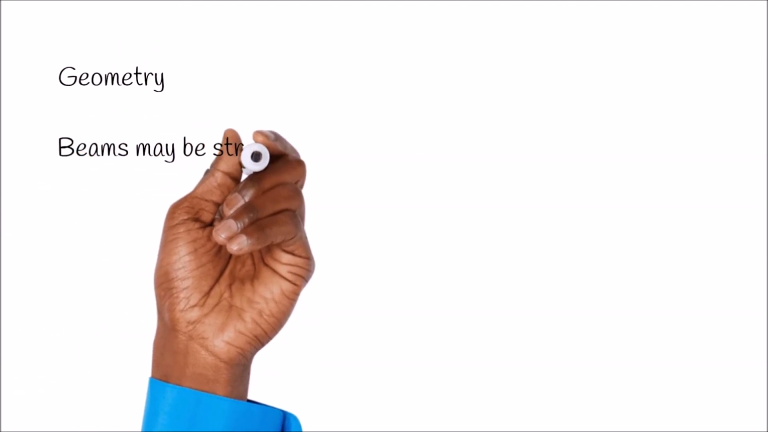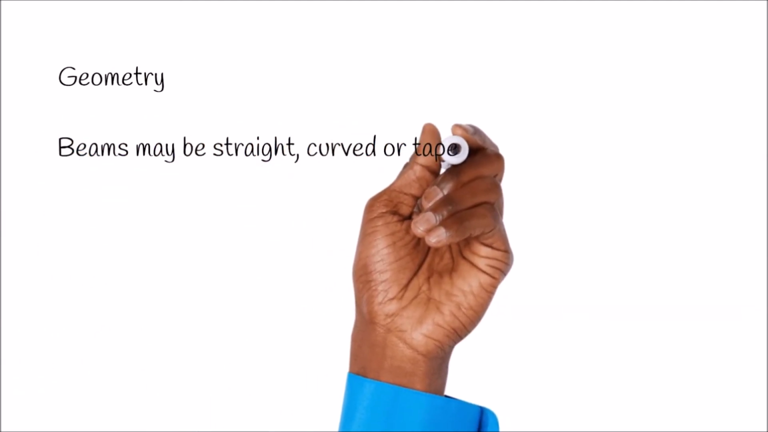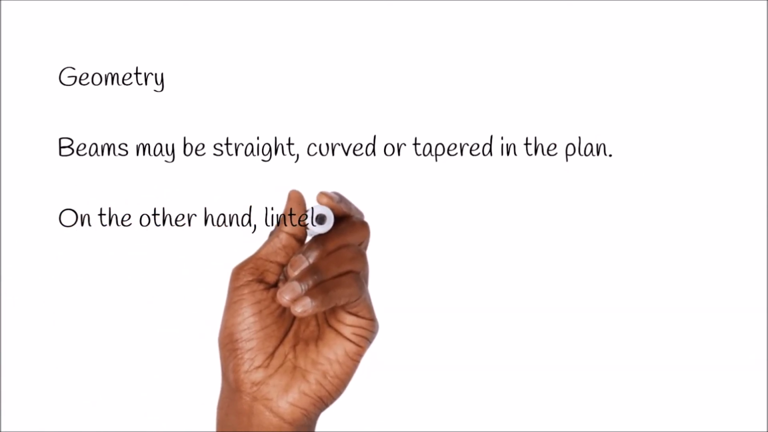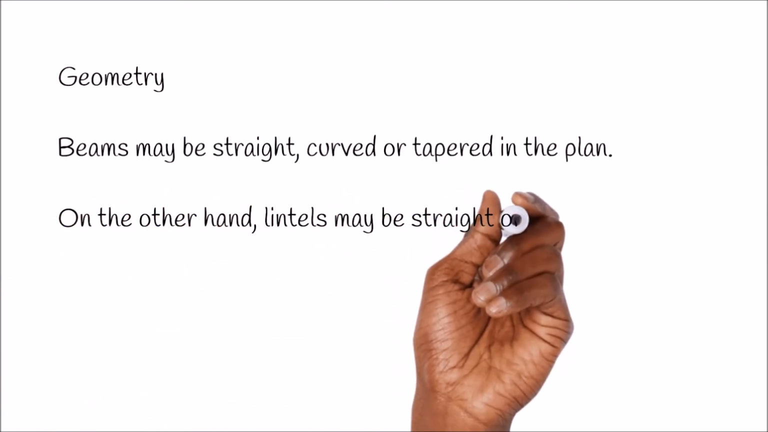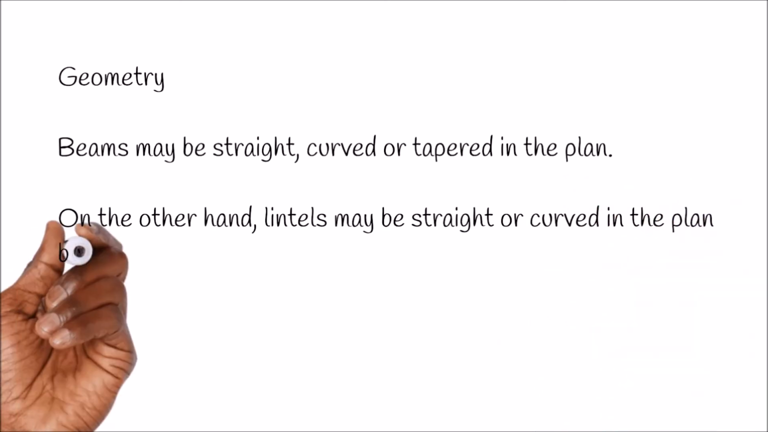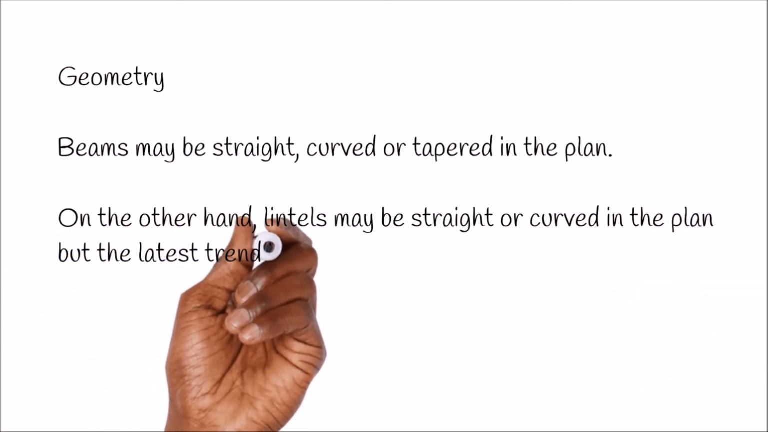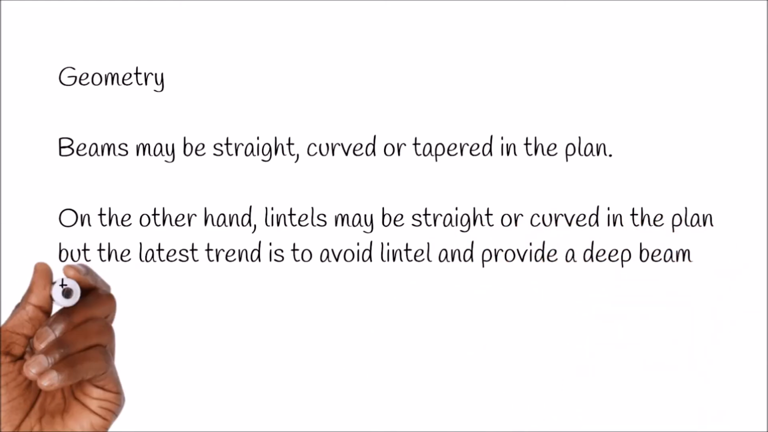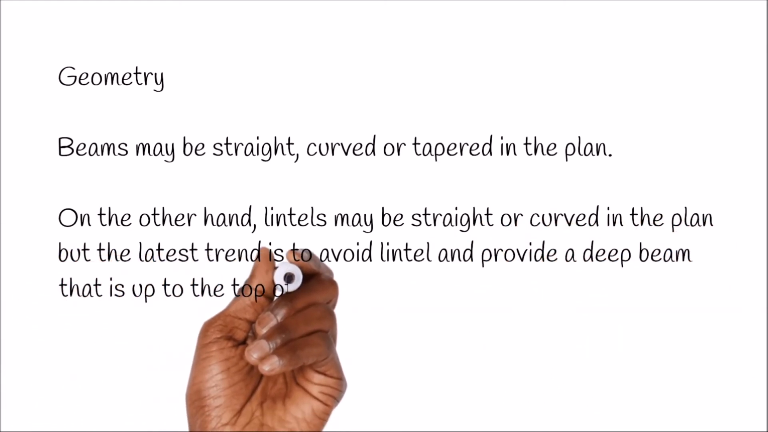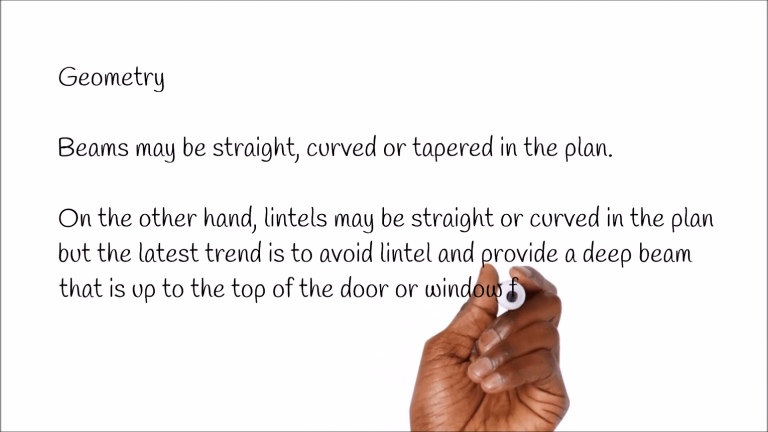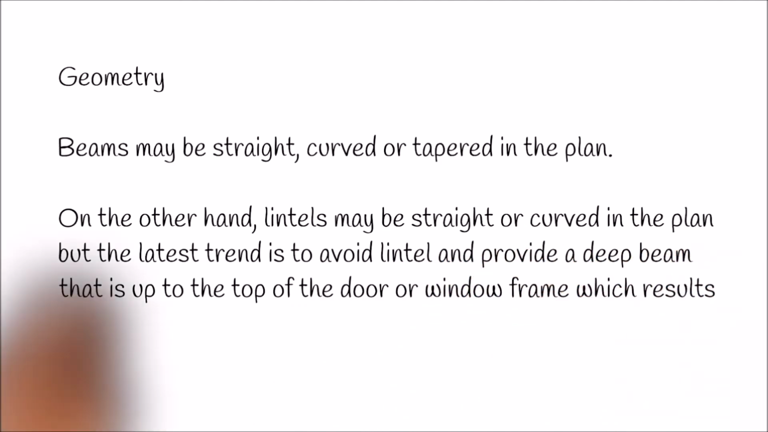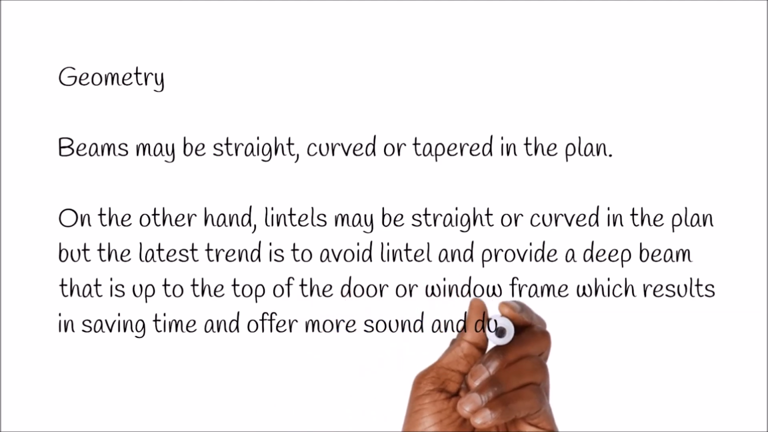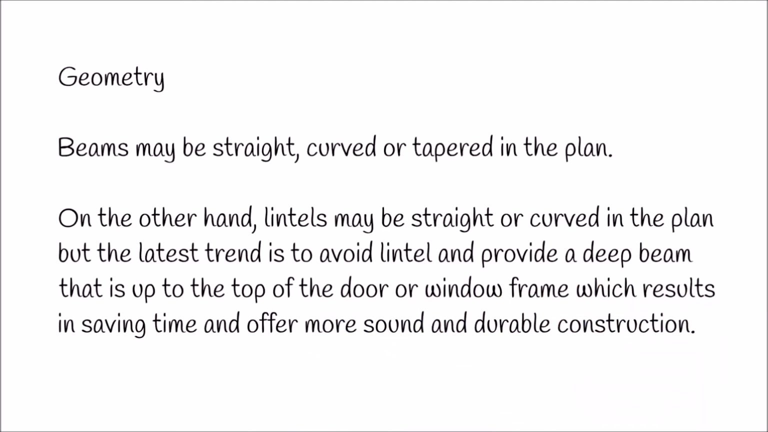Geometry. Beams may be straight, curved or tapered in plan. On the other hand, lintels may be straight or curved in plan, but the latest trend is to avoid lintel and provide a deep beam up to the top of the door or window frame, which results in saving time and offers more sound and durable construction.